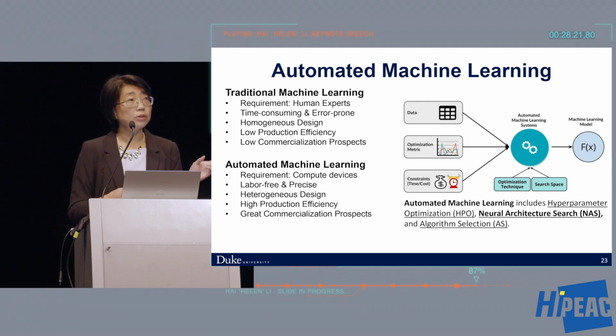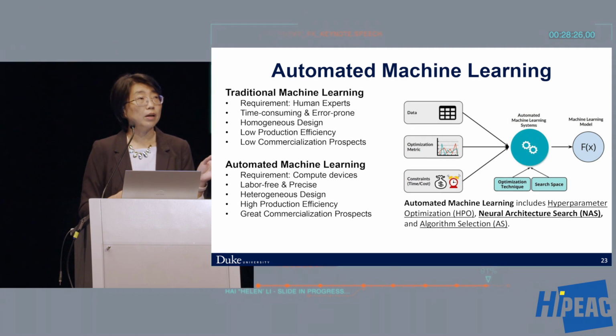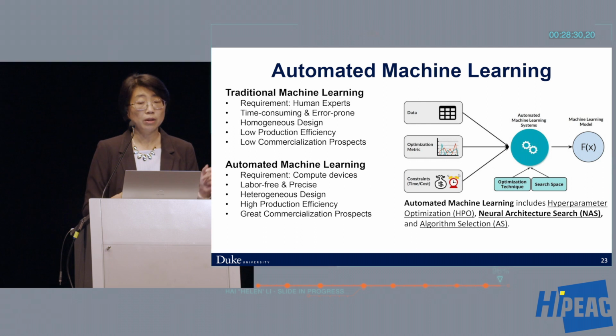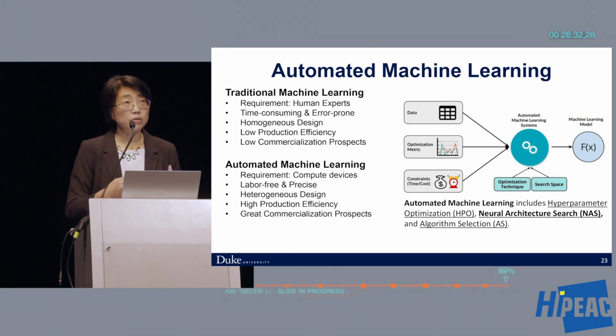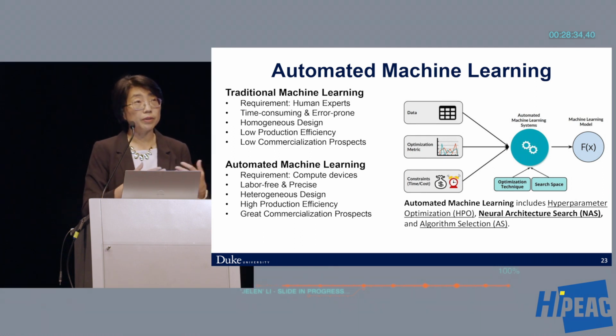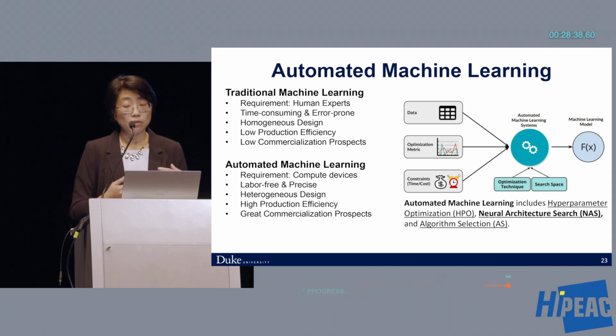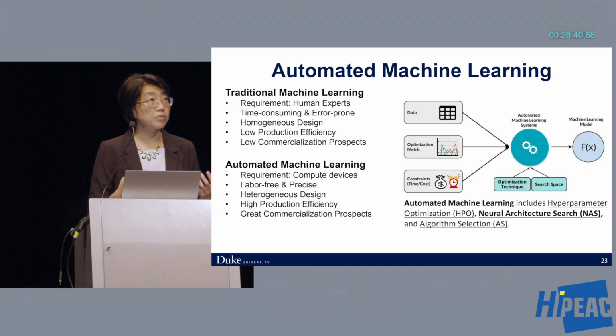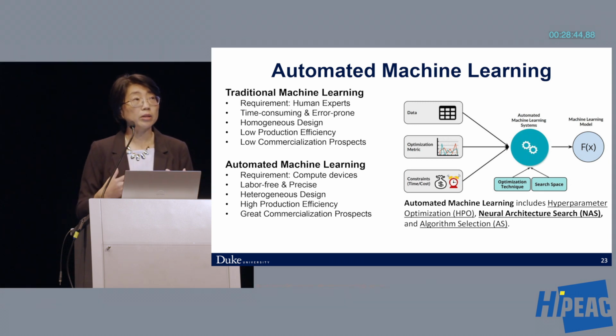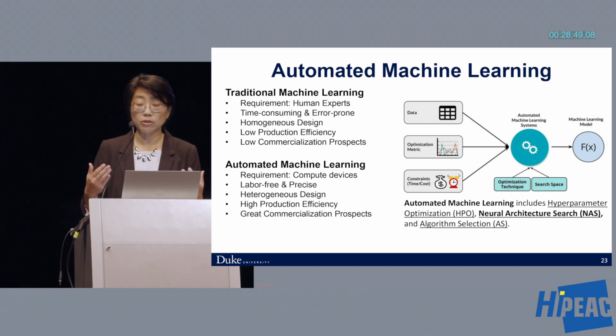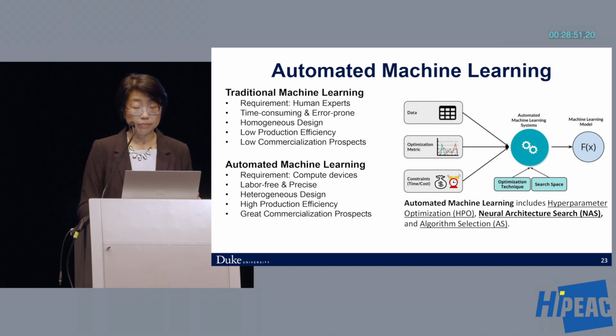So automatic machine learning, AutoML, has been an initiated research line for many years. Generally speaking, it covers different angles, for example, hyperparameter optimization, neural architecture search, and algorithm selection. Since our group is mainly working on DNN models, we are primarily interested in neural architecture search.